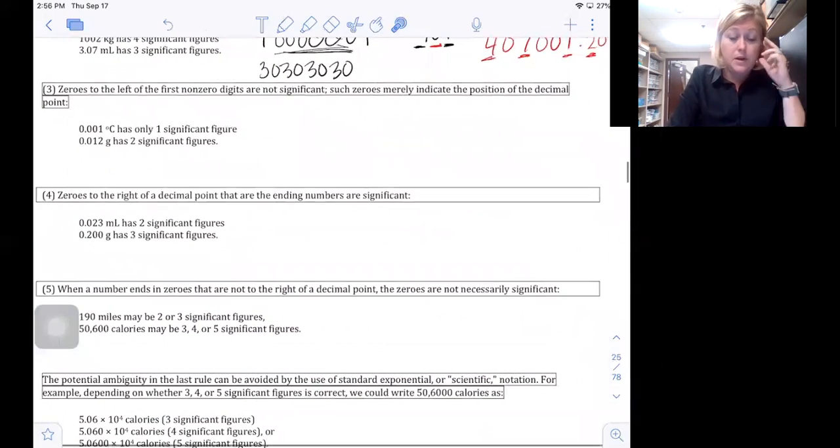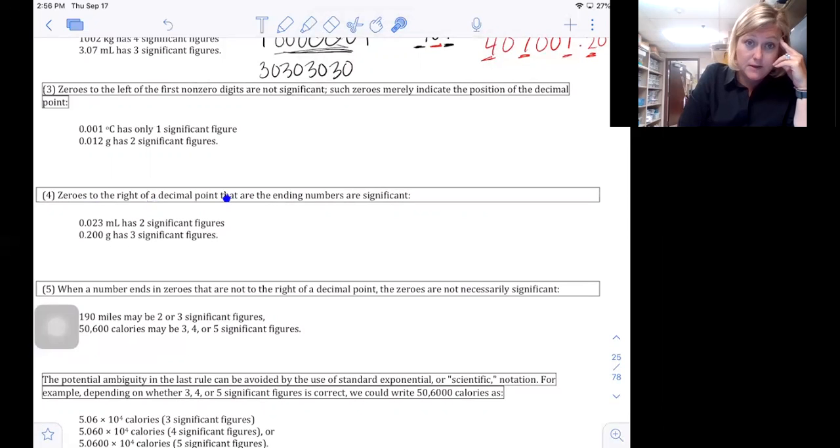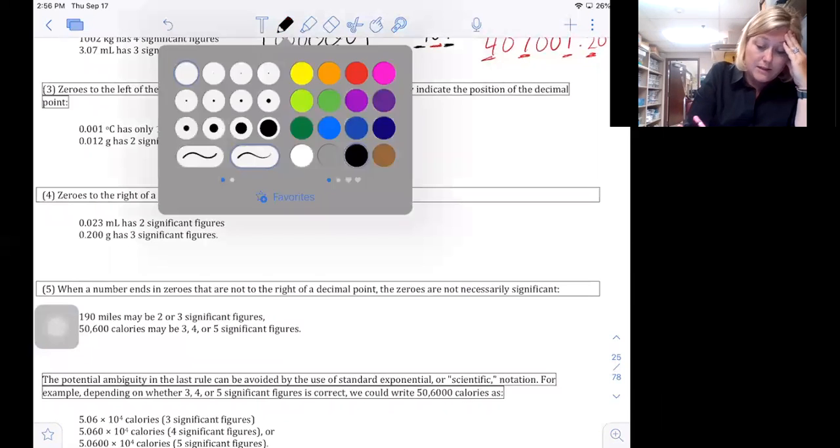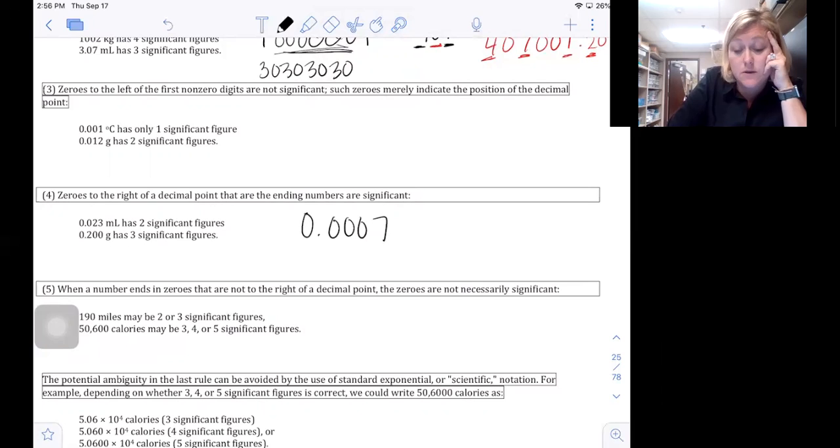Let's talk about rule 3. It says, rule 3, zeros to the right of a decimal point that are the ending numbers are significant. Okay, so let's talk about this. Zeros to the right of a decimal. So if I have 0.07, well, kids, those zeros are to the right of the decimal. So are they significant? And the answer is no, because they have to be the ending numbers.